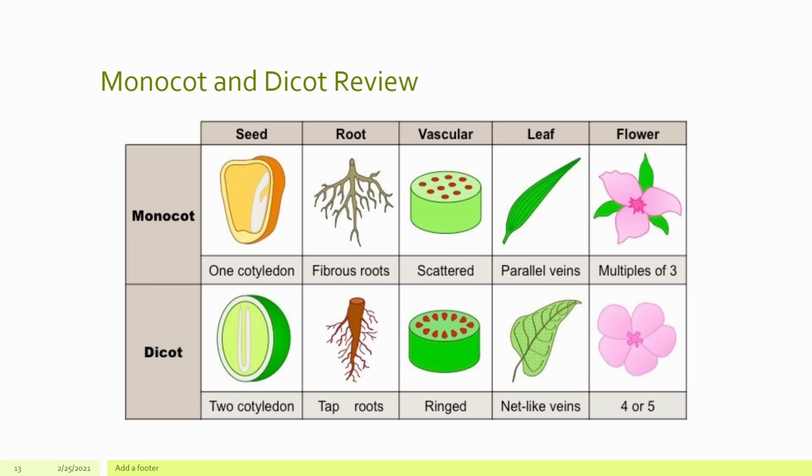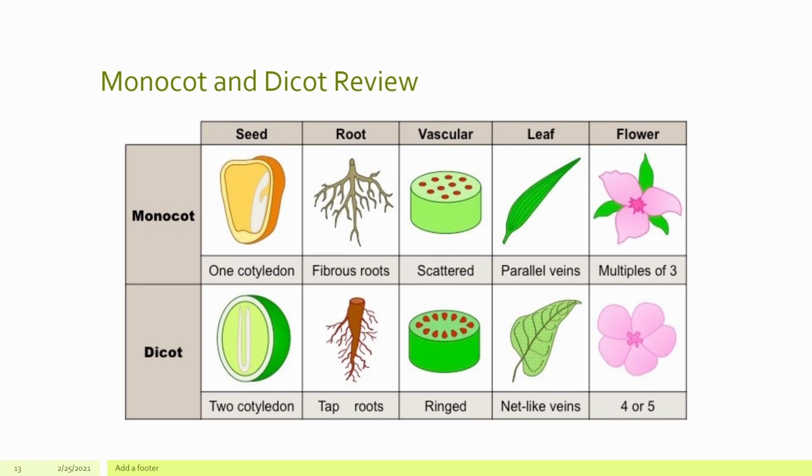We also want to do a quick monocot-dicot review now that we've finished looking at the venation, and one of the last differences we will establish in taxonomy between monocots and dicots. So monocots have one seed leaf, fibrous roots, scattered arrangement of vascular bundles in the stem, parallel veined leaves, and their flowers have multiples of 3. So 3, 6, those would be acceptable.